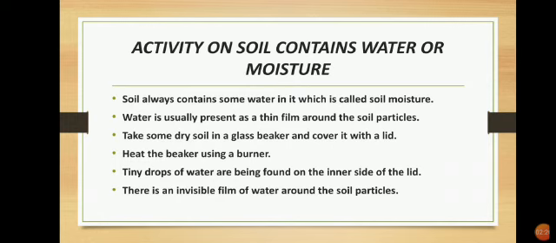Now take some dry soil in it, cover it with a glass lid, and then heat this beaker using a burner. You can put it over your gas oven, and if you don't have a gas oven, you can put it on a heater or over an induction oven, whatever. Now slowly you will find that tiny drops of water are being formed on the inner side of the lid after heating it for a few minutes.